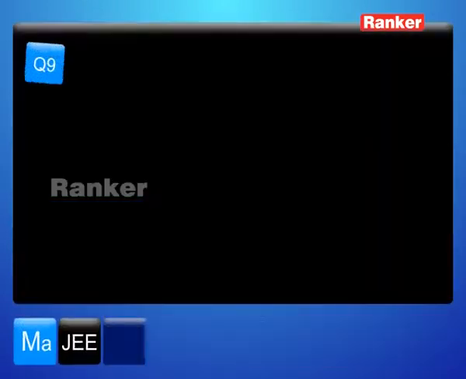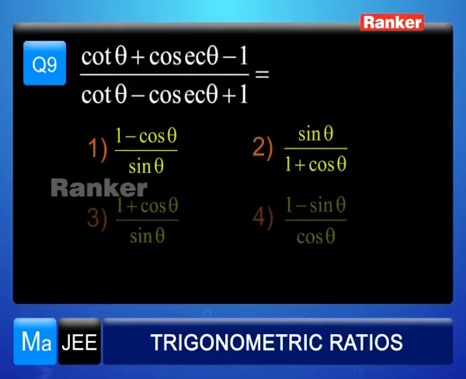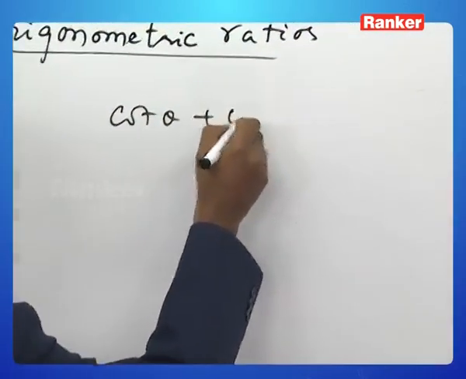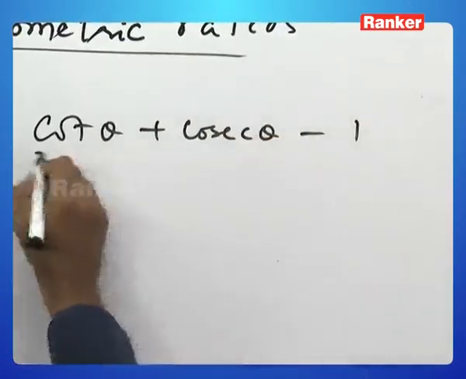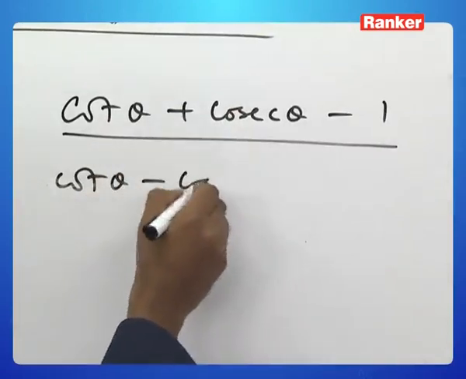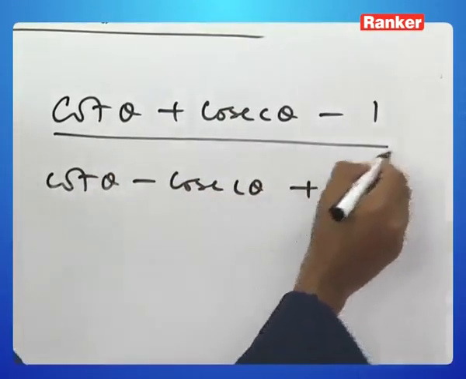Let's move on to the next question, question number 9. (Cot theta plus cosecant theta minus 1) divided by (cot theta minus cosecant theta plus 1) is equal to: first option (1 minus cos theta) by sin theta, second option sin theta by (1 plus cos theta), third option (1 plus cos theta) by sin theta, fourth option (1 minus sin theta) by cos theta. Now (cot theta plus cosecant theta minus 1) by (cot theta minus cosecant theta plus 1) is what you have there.